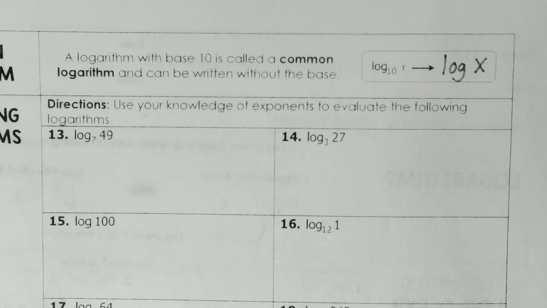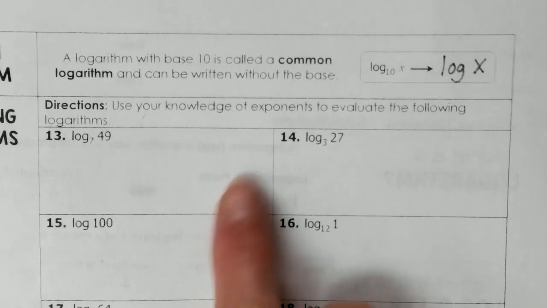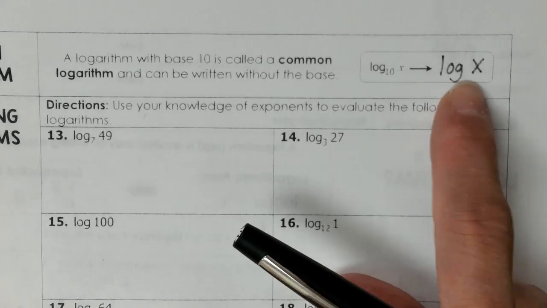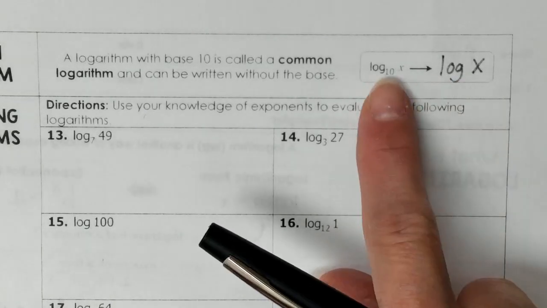Then I want to ask you, do you recognize any of them in 13 through 20 that would be a common log? Number 15 is a common log. It says that a base that has 10 can be written without the base. So when you don't have a base number, it is automatically a 10.